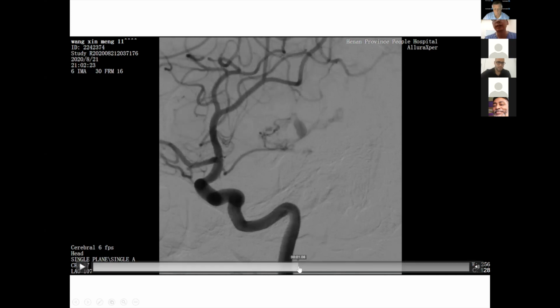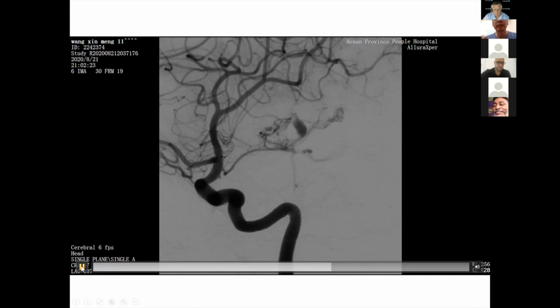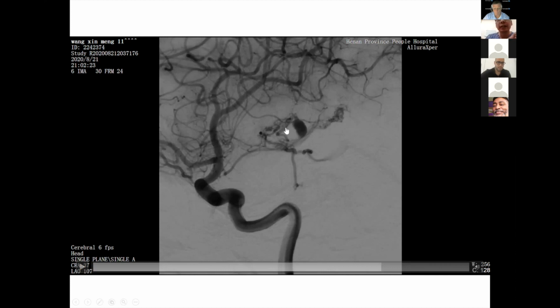So in the venous phase, it's not flowing smoothly, right? It's somewhat delayed. You can see the early filling of the small veins, 1, 2, 3. This is the aneurysm-like structure. So this is venous character, exclusive.